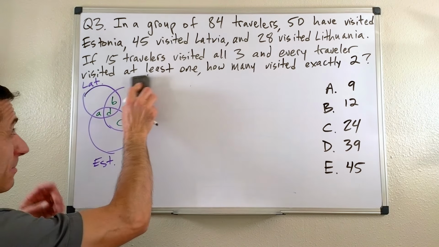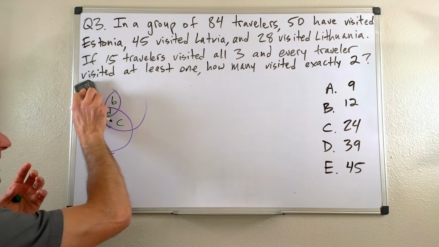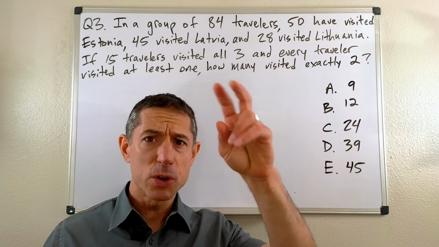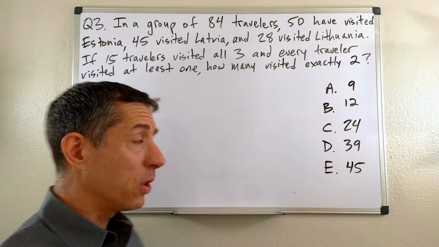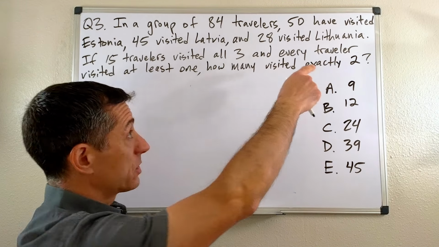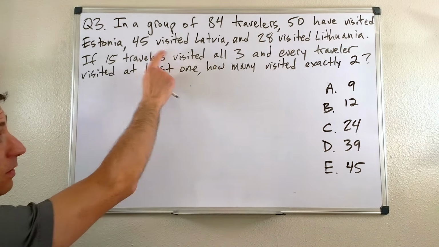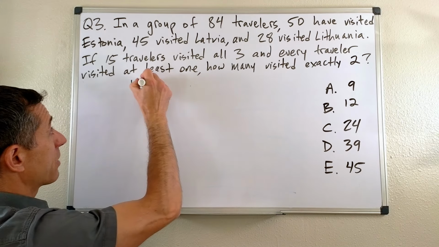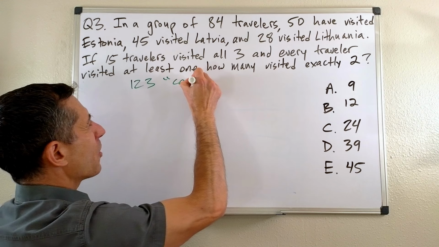So instead of doing this, let's think about what's really going on here. What the heck is the point of this? Where are these numbers coming from? So first of all, you've got 84 individual people. But if you add up the number of people who visited these countries, so we've got 50 who visited Estonia, 45 who visited Latvia, 28 who visited Lithuania, add that up, you're going to get 123. And you could call those countings.